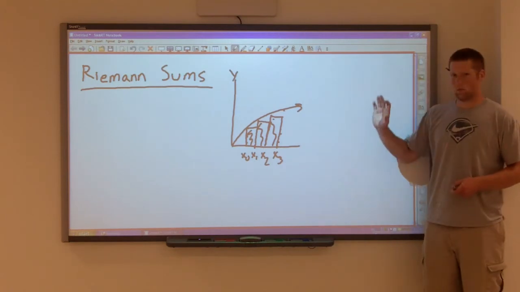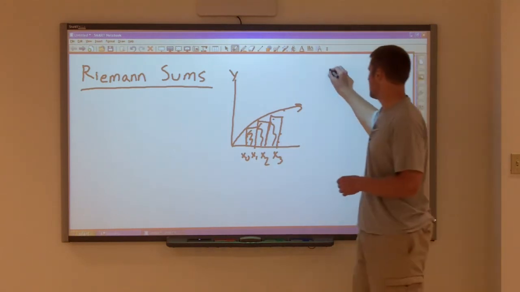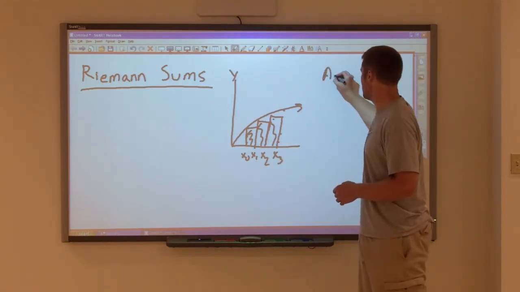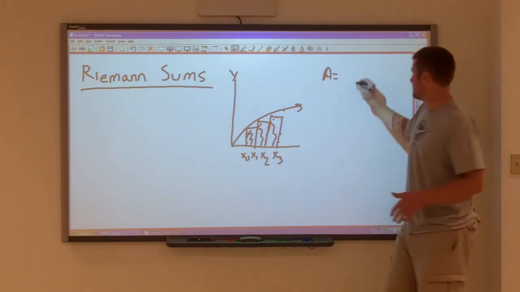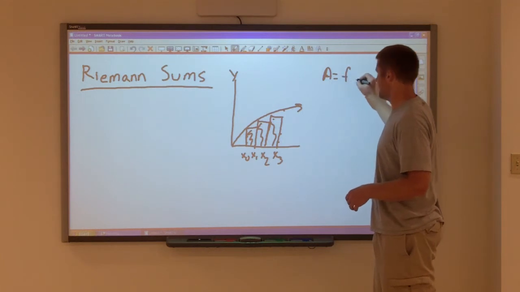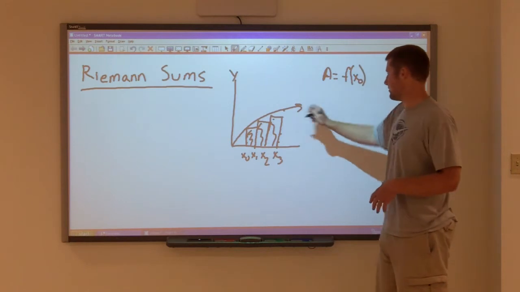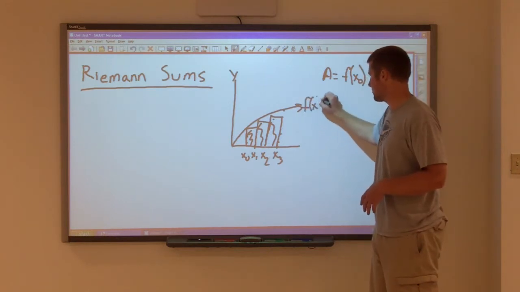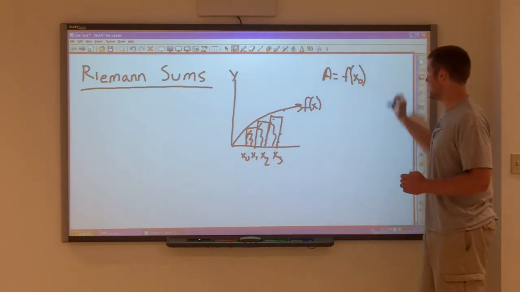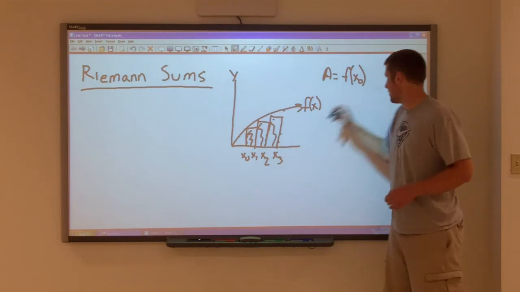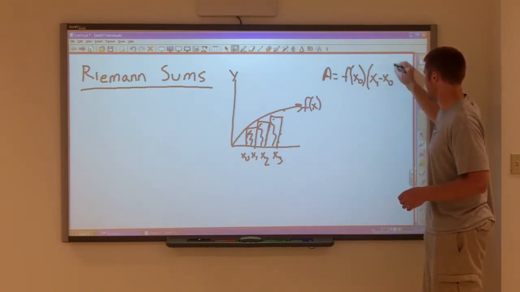Alright, so the area of a rectangle is the width times the height. So, the area total is just going to be the sum of all those rectangles. So the first rectangle is going to be f of x sub 0. That's the height of this function, called f of x. The height of the function at x equals 0, that's this point here, times the width of this interval, which is simply x sub 1 minus x sub 0.